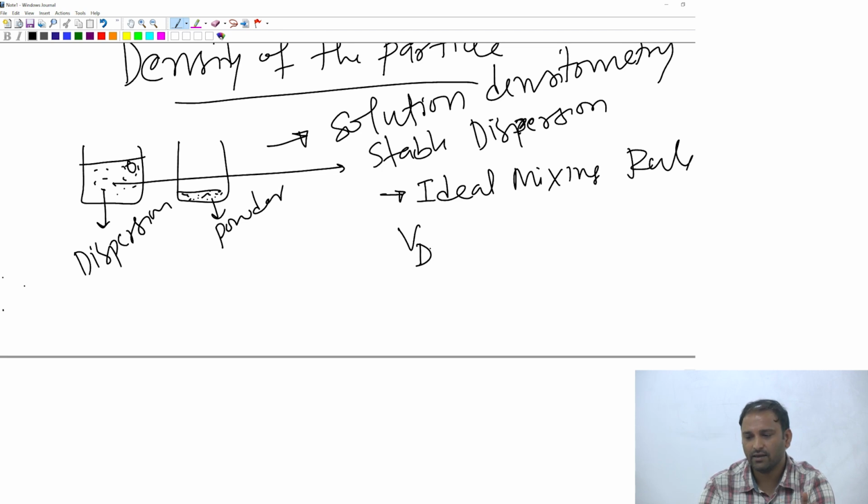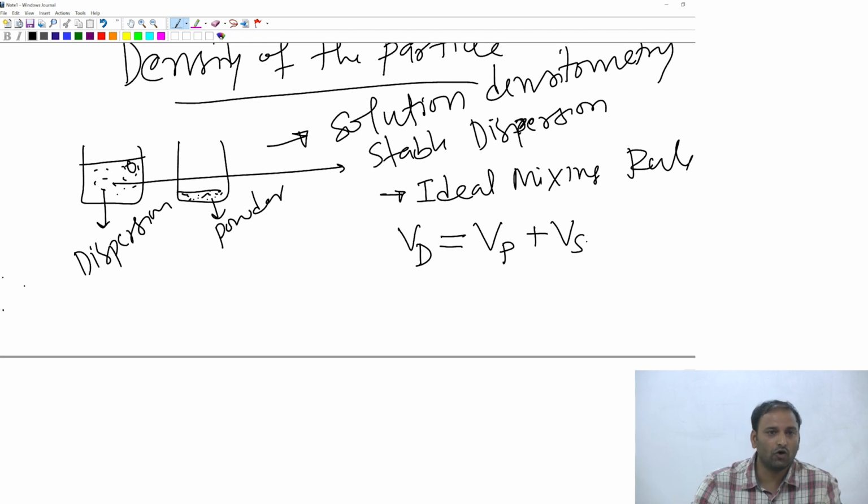And I can say that the volume of the dispersion that I prepared is equal to the volume of the particles plus the volume of the solvent, or your dispersing medium, if you want to call it that. Of course, this is okay if your particles are not reacting and things like that. As long as you have inert particles in the fluid, this is going to be true.